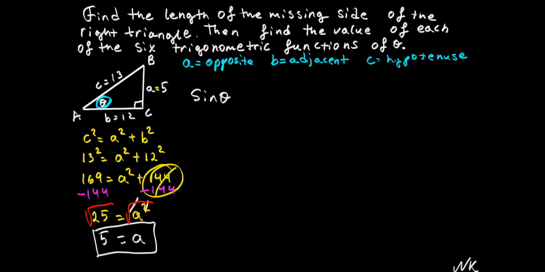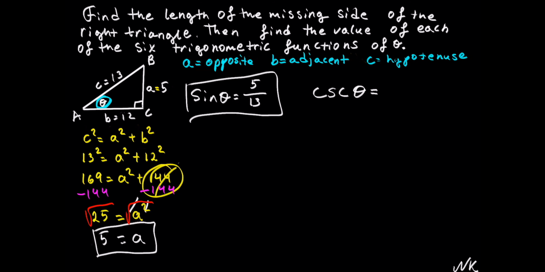Sine of the angle is the ratio of the opposite side to the hypotenuse, and the opposite side to angle theta here is a, which is equal to 5, and the hypotenuse is c, which is equal to 13. So 5 out of 13 is sine of theta. Once we have sine, we have cosecant of theta, which is the reciprocal of sine, and the reciprocal of 5 out of 13 is 13 out of 5. So cosecant of theta is equal to 13 out of 5.